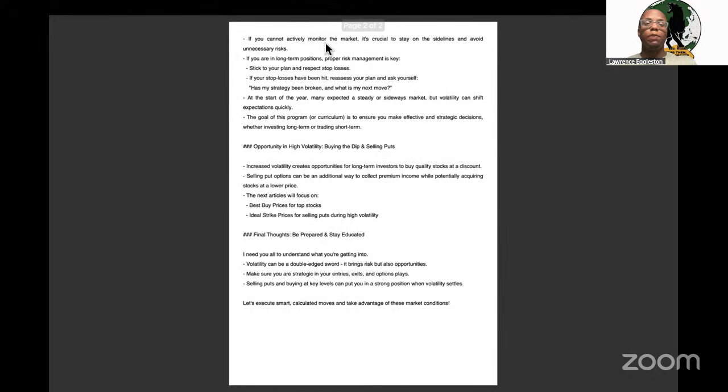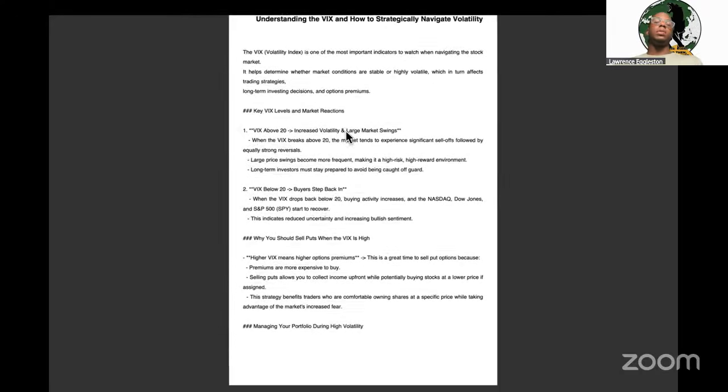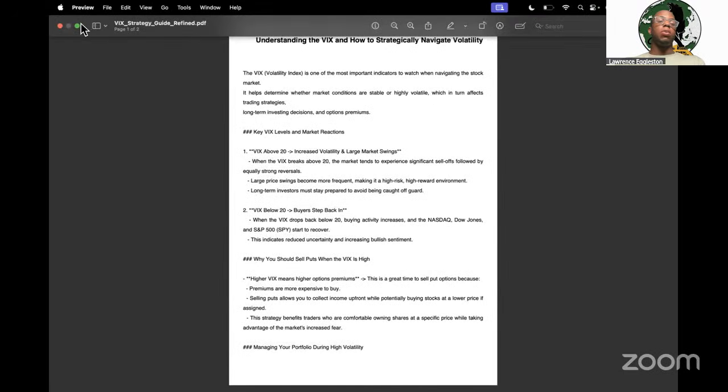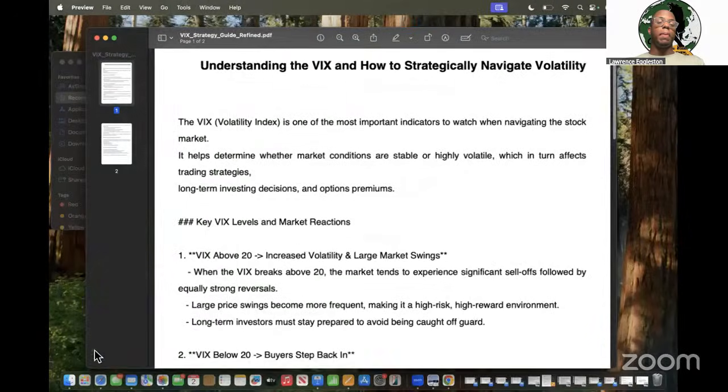Also, if you cannot actively monitor the market, it is crucial to stay on the sidelines and avoid unnecessary risk. If you are in long-term positions, proper risk management is key. Stick to your plan. And I want to talk about a couple of things when the VIX does go up and the market ends up pulling back downward.